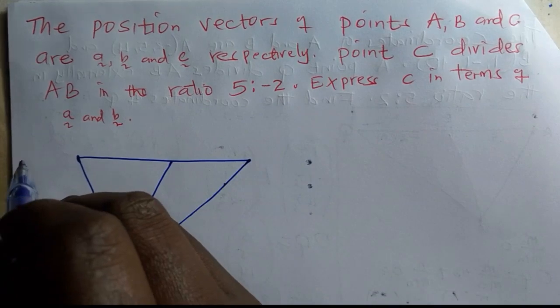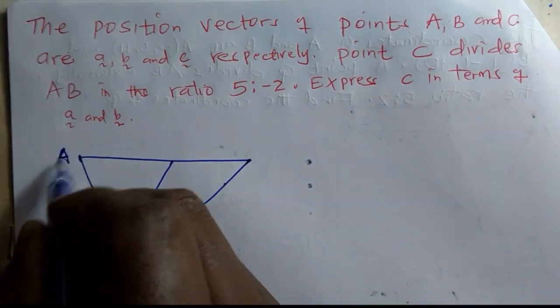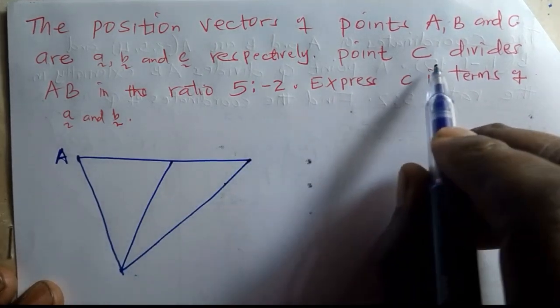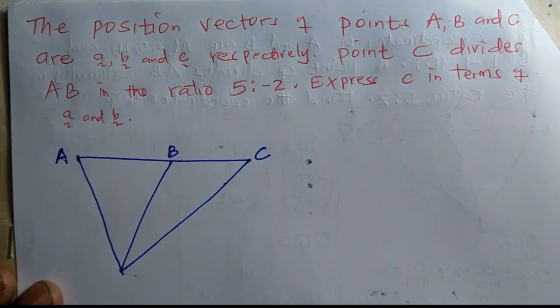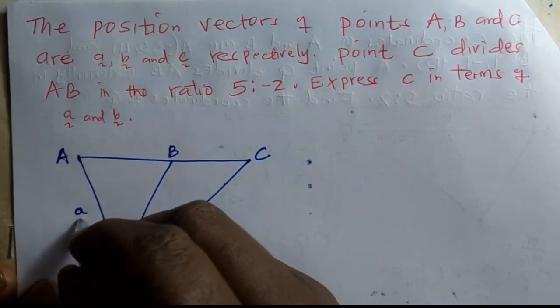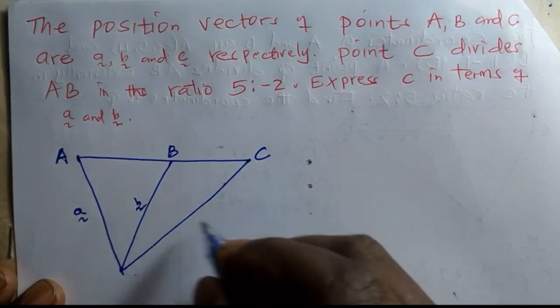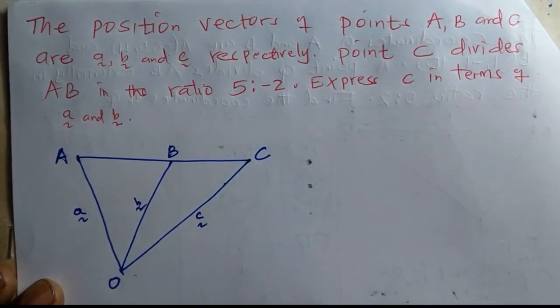So we have A, point C is dividing AB externally. So we have B and C. We have been told this is A, B, and C. This is O.